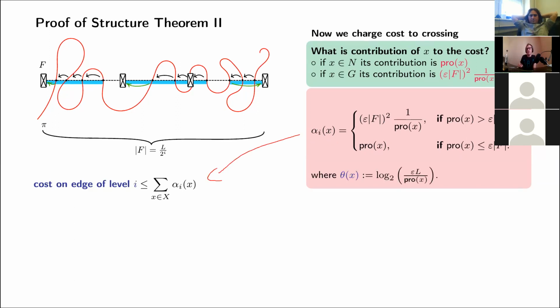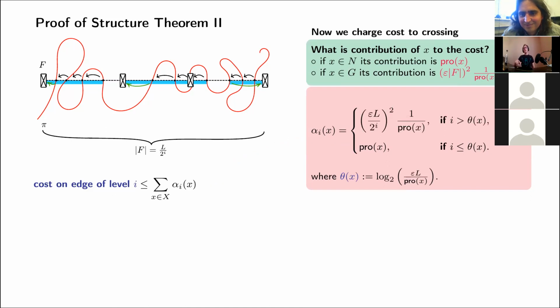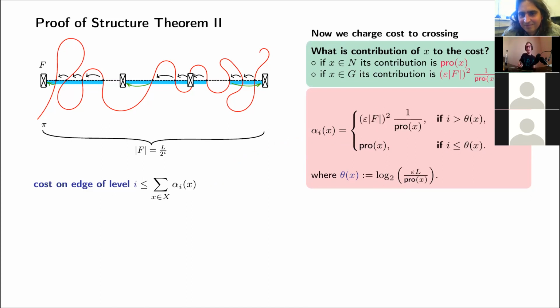Now let me transform it even further. I have this phi of x. I want to get rid of this and say it in terms of this theta function. So I will have that this alpha i will be this cost when this i is greater than theta or smaller than theta. Now we are basically done with the proof. Oh, I forgot to put the definition of the length of the face here.